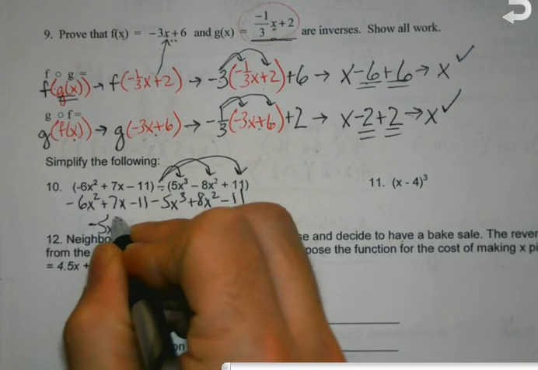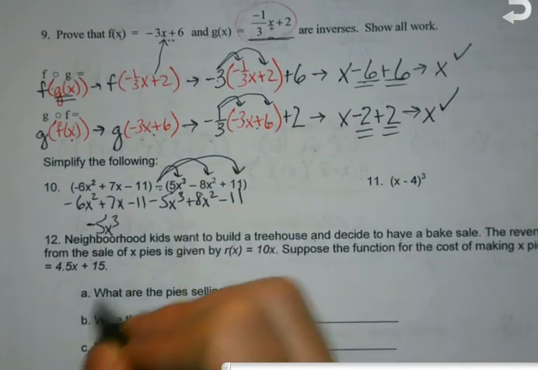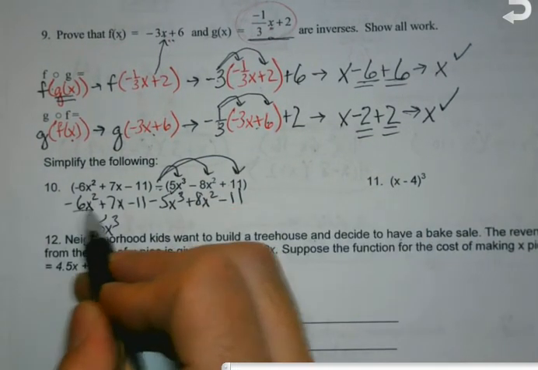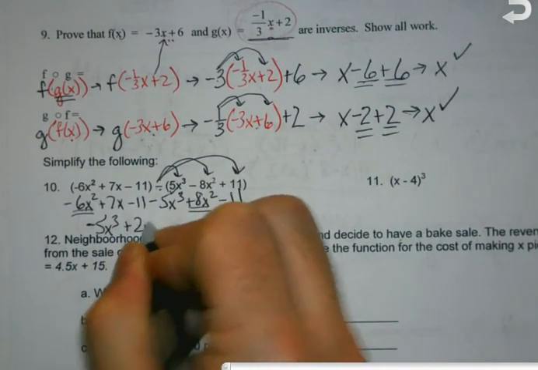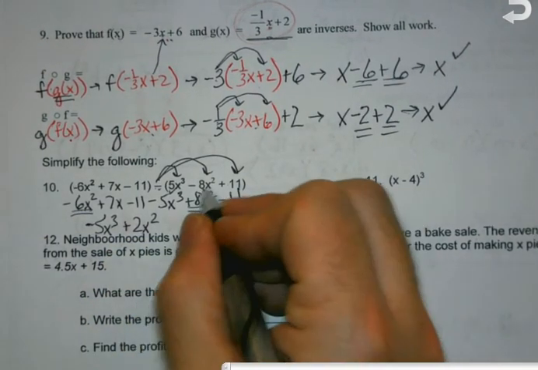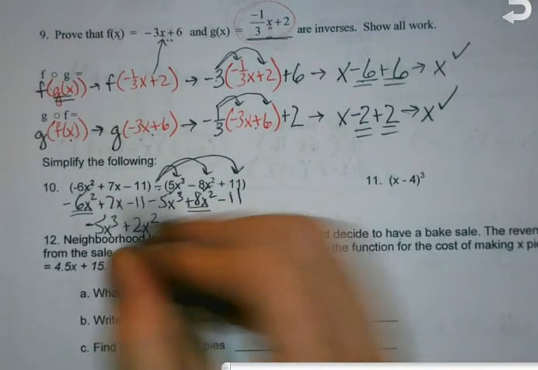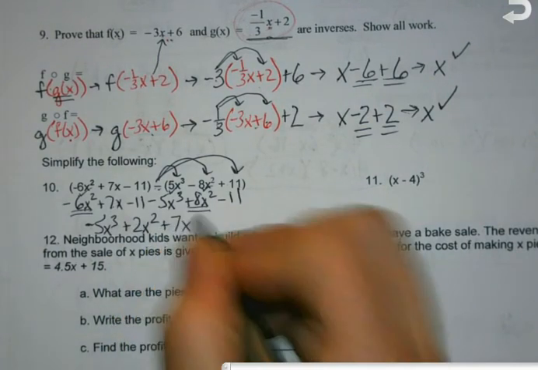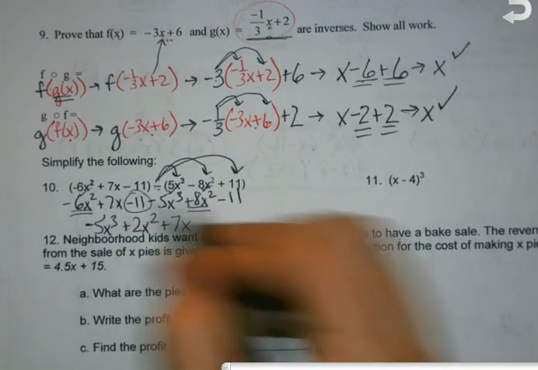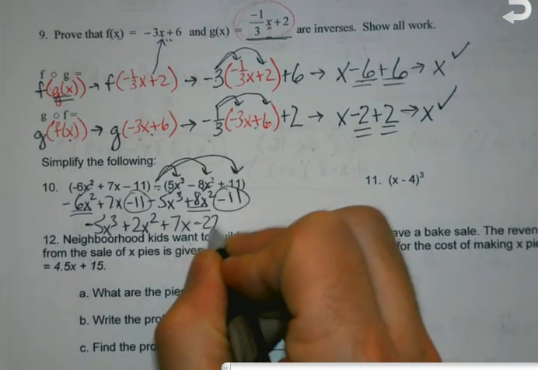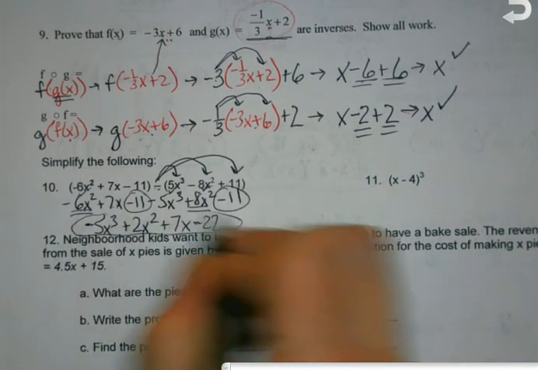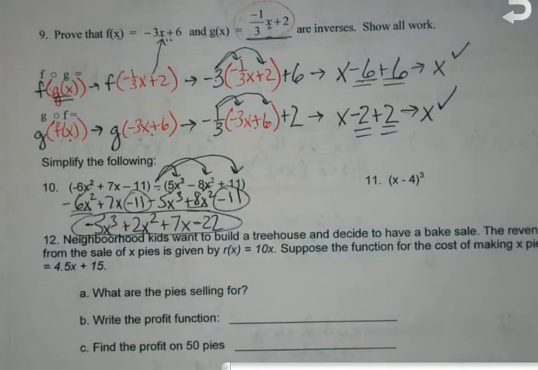Negative 5x to the third. I've got that one. I have negative 6x squared and positive 8. Positive 2. Got those. Just a single x term, so plus 7x. And negative 11 and negative 11 is not 0. 22. Standard form. I'm done.